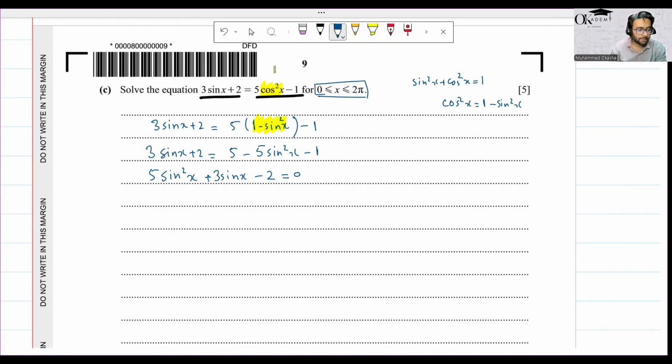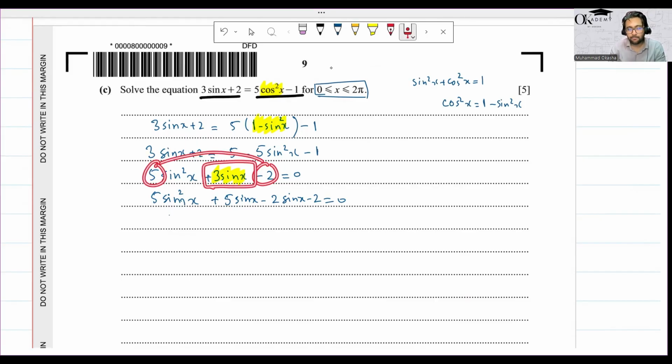So if I were to solve the quadratic equation, I'll actually factorize it. 5 sine square x plus, let's break down the middle term. I am going to get plus 5 sine x minus 2 sine x, because 5 times negative 2 is negative 10. And how I can use that to split the middle term is 5 sine x minus 2 sine x.